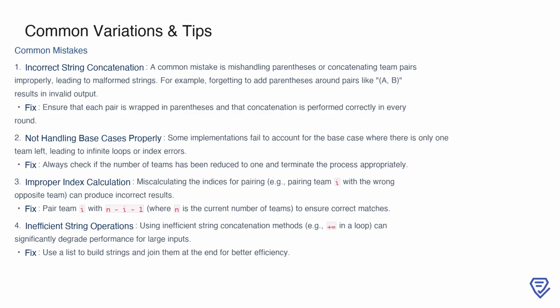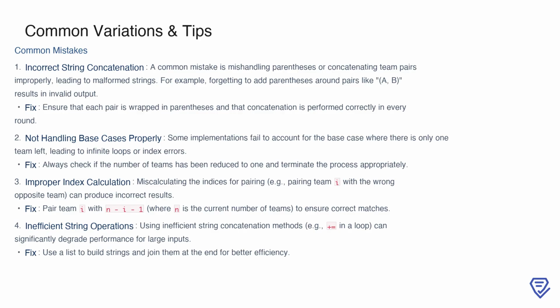Next, not handling the base case properly is another frequent error. If your implementation doesn't account for when only one team is left, it could result in infinite loops or index errors. To avoid this, check explicitly if the number of teams has been reduced to 1, and terminate the process at the right time. Another mistake is improper index calculation when pairing teams. For example, pairing team i with the wrong opposite team disrupts the results. To fix this, pair team i with n-(i+1), where n is the current number of teams.